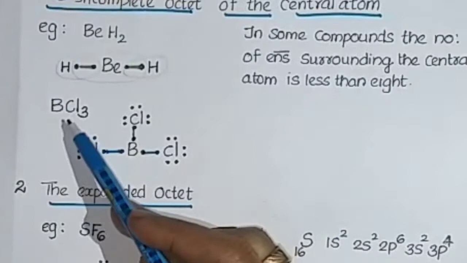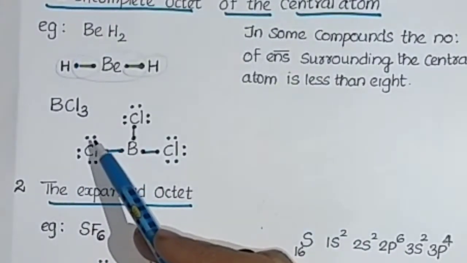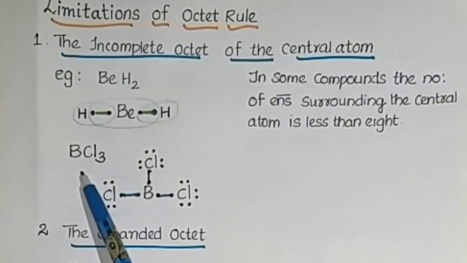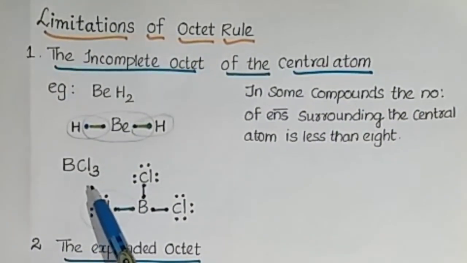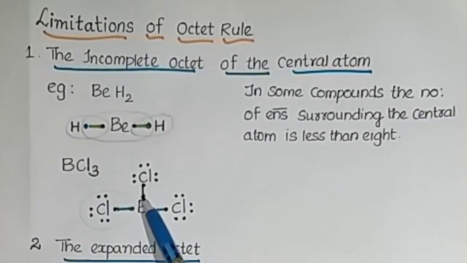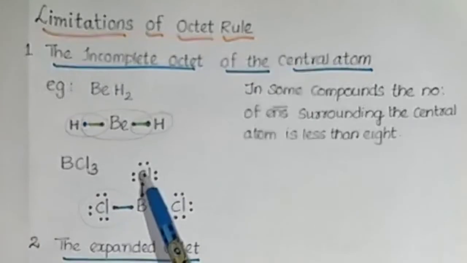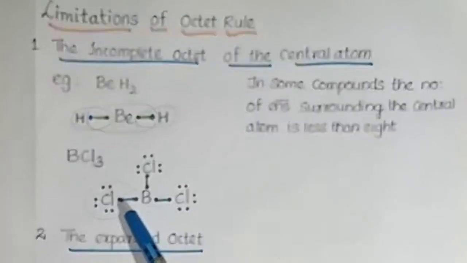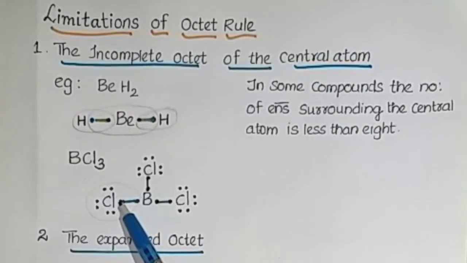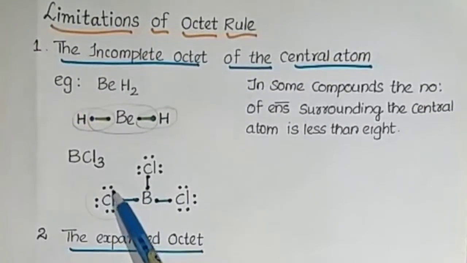Next one is boron trichloride, BCl3. In the case of BCl3, boron, atomic number 5, consists of 3 valence electrons. So boron has 3 dots, boron 3 valence electrons. Then these 3 valence electrons are shared with 3 chlorine atoms to form 3 single covalent bonds. Here you can see boron shares its one electron with one chlorine atom. The chlorine consists of 7 valence electrons.